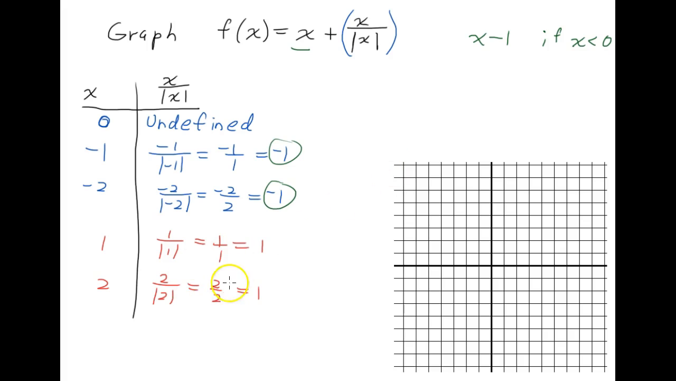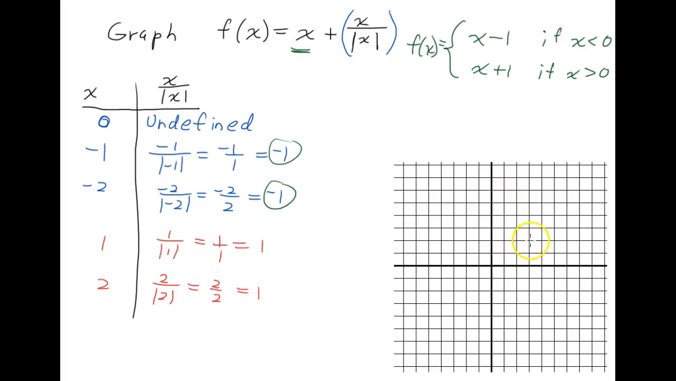If x is greater than 0, then our function will be x again, but plus positive 1. X plus 1. So I can write this more fully as a piecewise-defined function. f of x equals this piecewise-defined function. Now we can graph this a little bit more easily.